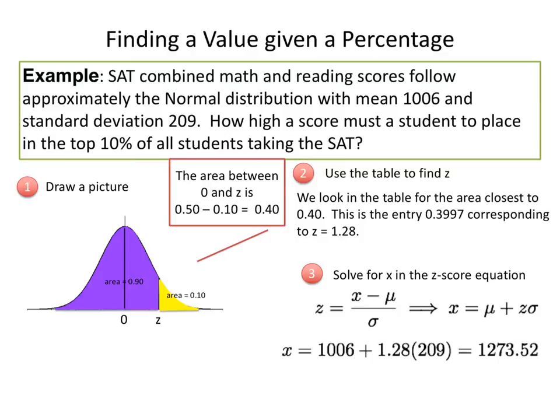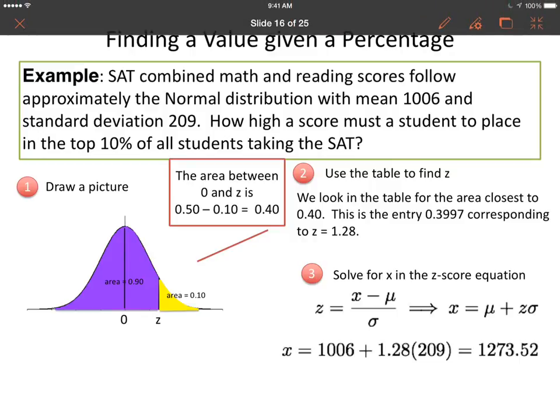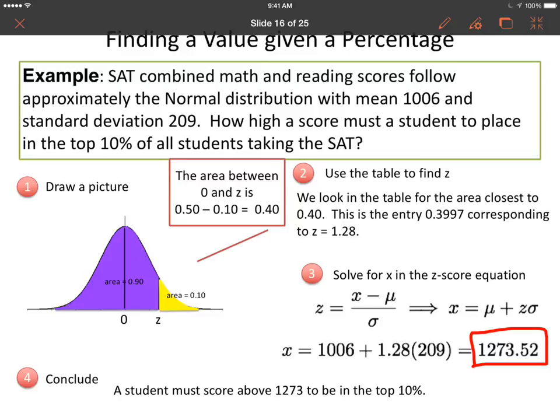All right, so this is the value on my distribution that has a z-score of 1.28. And so this is the score that you would need to have to be in the top 10%. Your last step should be to conclude in terms of the problem. So we're just going to say a student must score above 1273 to be in the top 10%.